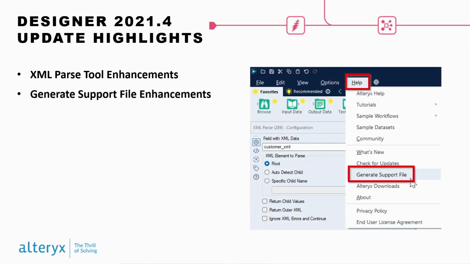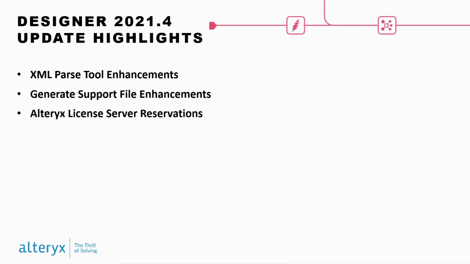Next, we've got the generate support file enhancement. So sometimes if you're experiencing some technical issues with Alteryx Designer and you have to get in contact with Alteryx support via the support@alteryx.com email address, sometimes they might ask you for screenshots and what the issues are, and that can be a little bit of back and forth. Well, if you head into your Designer, click onto help, generate support file, then you can attach that to your email when you're contacting the Alteryx support guys, and that's going to allow them to provide that support to you a lot more effectively than beforehand. We've now got Alteryx license server reservations, so you can actually reserve Alteryx licenses for specific individuals on a licensing server, if that's what you're interested in.